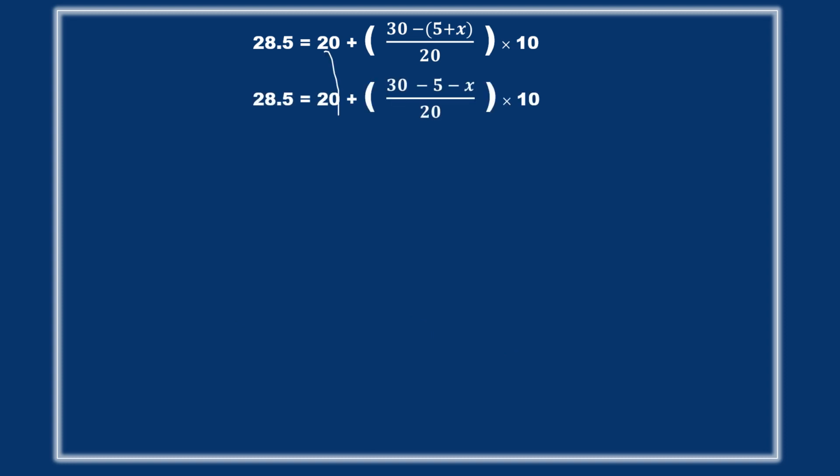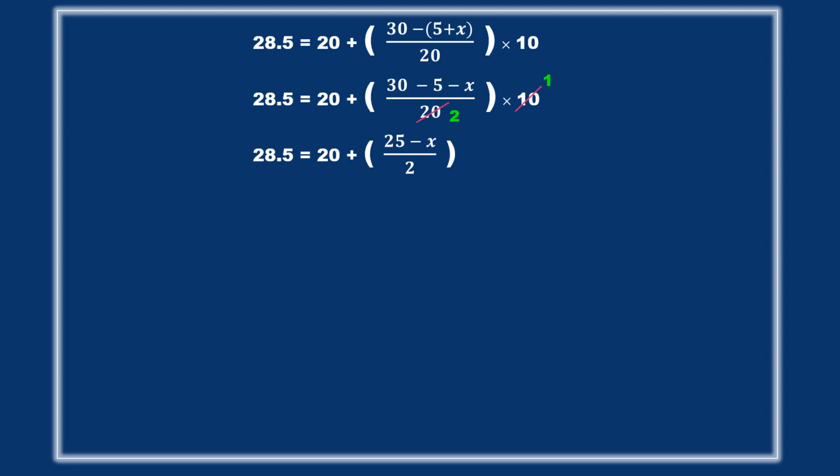28.5 equals to 20. Now I remove the brackets. Minus into plus minus, and minus into plus is minus. Okay, now here you can subtract it. 30 minus 5 as 25, or you can cancel and do it. Okay, now 28.5 equals to 20 plus, here 30 minus 5 is 25. Now here you have minus X, so minus X by 2.